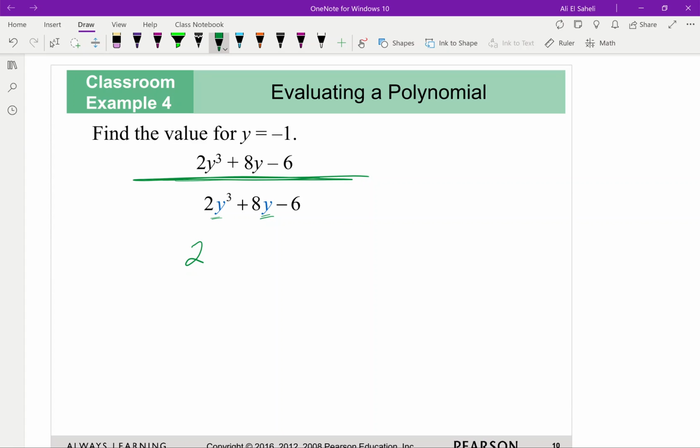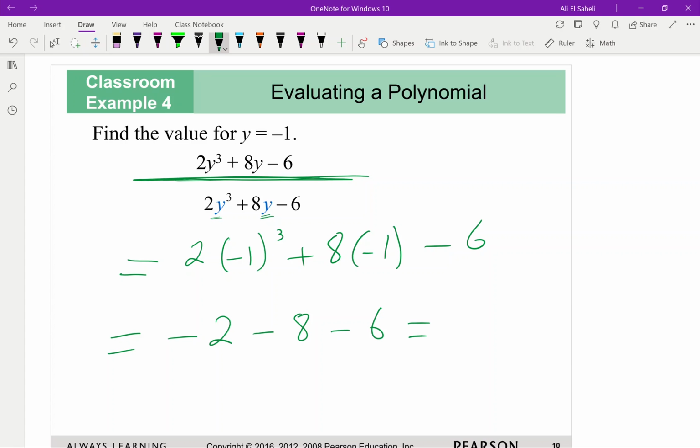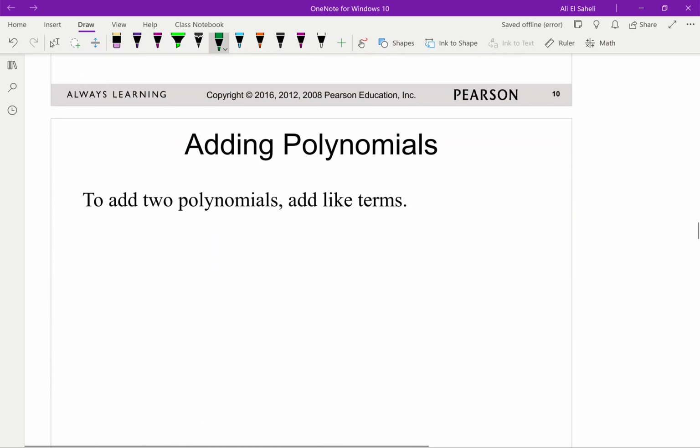So this becomes 2 times minus 1 to the power 3 plus 8 times minus 1 minus 6. Minus 1 to the power 3 is minus 1. Minus 1 times 8 minus 6. So this is minus 10 minus 6. So that's minus 16. So this polynomial has a value of minus 16 when y has the value of minus 1. Now, of course, if you give y a different value, then the polynomial will assume a different value.